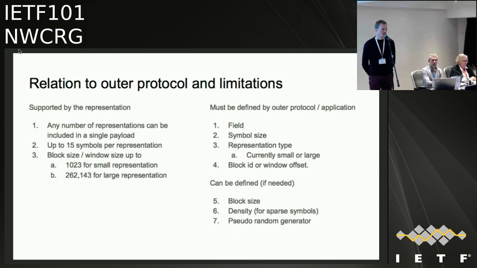And then there's a bunch of things that the outer protocol needs to define for this to work. So it's things like the field, the symbol size, the type of representation that we use here, either small or large, and typically you would choose one for your application and then use that throughout. And then you need to also provide the block ID or the window offset in the outer protocol. And there are some things that you could define if you need them or if they are useful. That would be things like, for example, the block size or the density of the code. If you have something with a variable sparse code where you adapt to how your network operates, you could also define the pseudo-random generator if you want to.